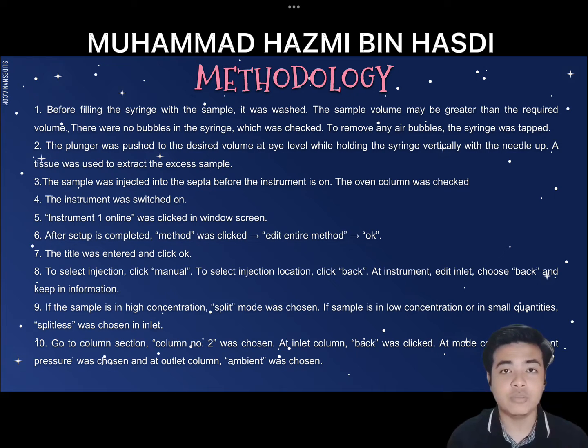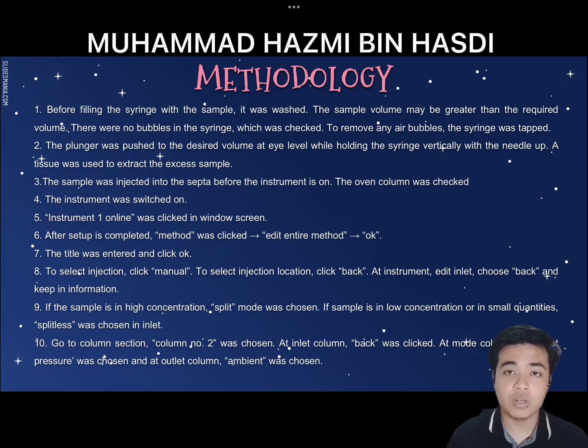Procedure. First, before filling the syringe with the sample, it was washed. The sample volume may be greater than the required volume. It was checked that there were no bubbles in the syringe. To remove any air bubbles, the syringe was tapped. Second, the plunger was pushed to the desired volume at eye level while holding the syringe vertically with the needle up. The tissue was used to wipe off the excess sample.